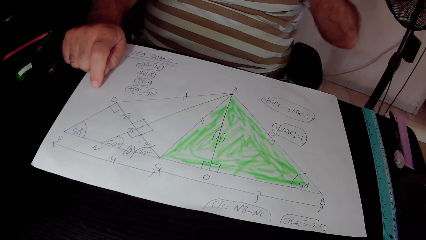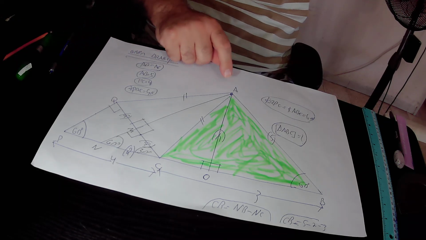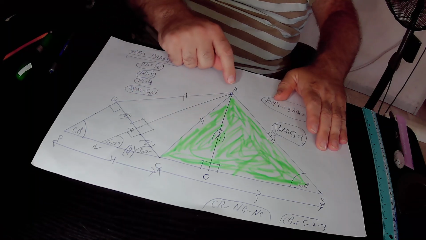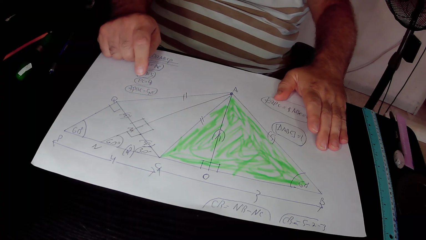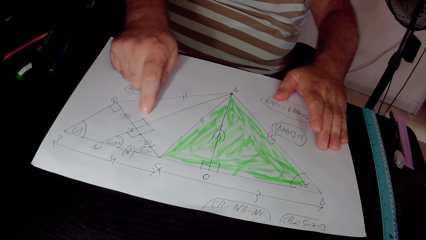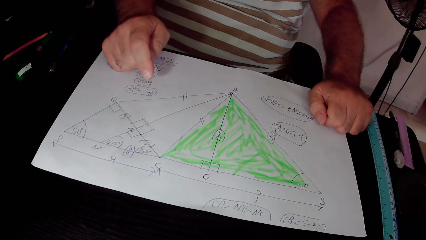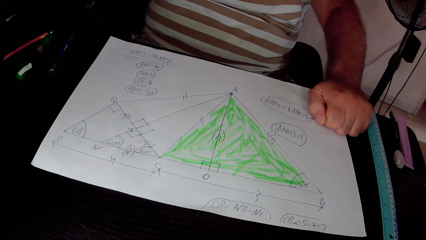First of all, we did the construction. From point A, we go perpendicular on QC. Again, from point A, we go perpendicular on QC. This angle equals 90 degrees, and this angle also equals 90 degrees according to our construction. We define the touching point of the perpendicular from point A on QC as point M.